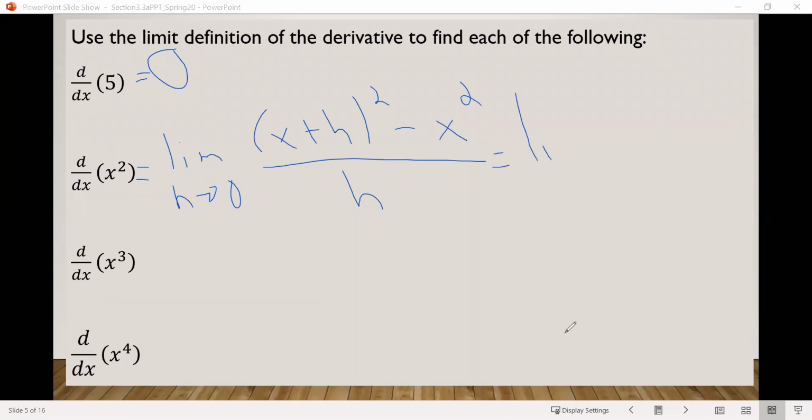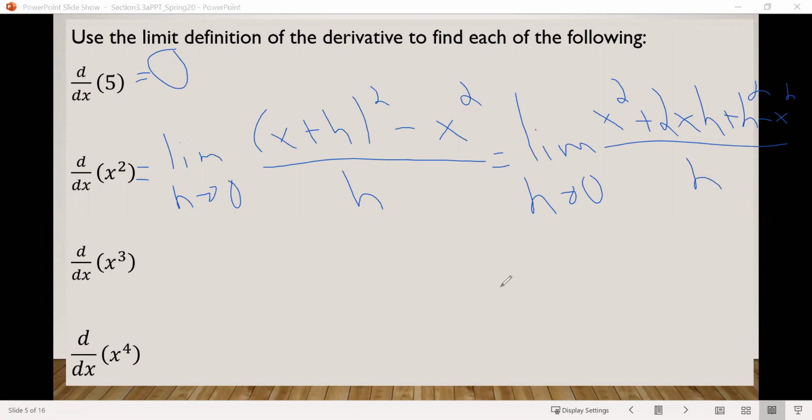And then we start to do some simplifying, some multiplying out there on the top. So the limit as h goes to 0 of x squared plus 2xh plus h squared, if I multiply out the top there, the (x plus h) squared, we have the minus x squared still, and then all over h. Okay. And here, a couple of things cancel. We have this x squared and this minus x squared over here. So those will cancel.